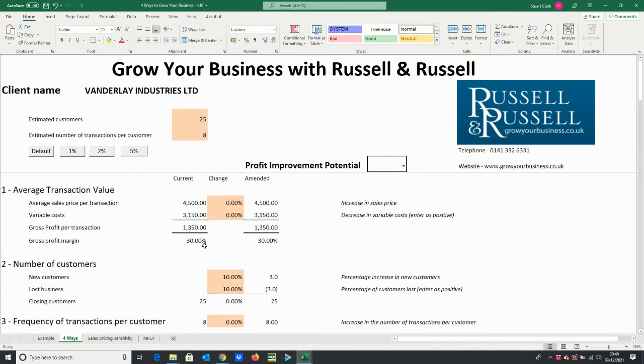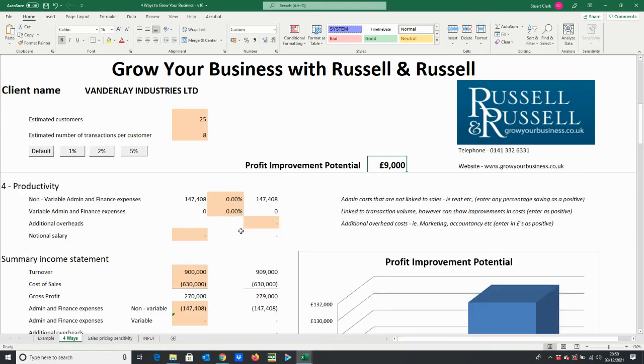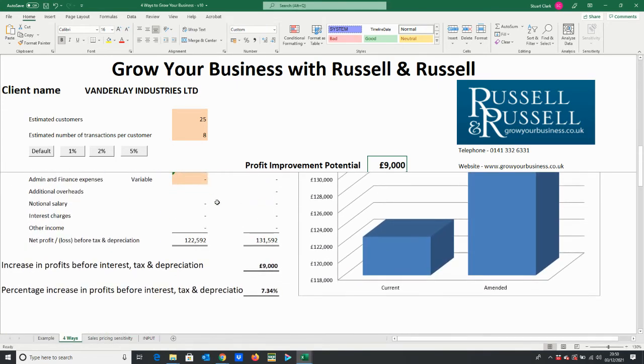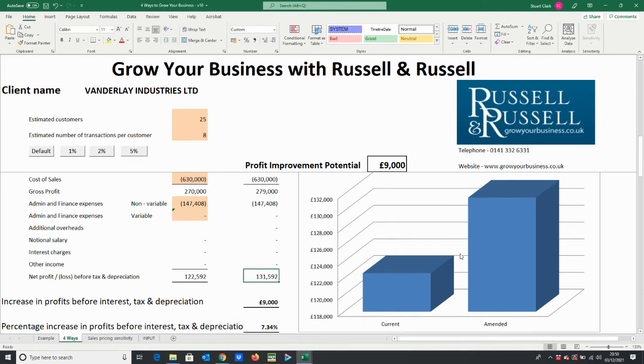So what if we can start to improve and increase these prices? Now, if I ask you if you can increase your sales price, 99% of people say, no, I couldn't possibly increase my prices. What if you just increased it by 1%? 4,500 to 4,545. That's not a huge jump. If someone's spending £4,500 with you, I don't think they'd notice another £45. But that's an extra £9,000 straight onto the bottom line. So a 1% increase on your sales price is almost a 7.5% increase in your net profit. You can see that jump here.